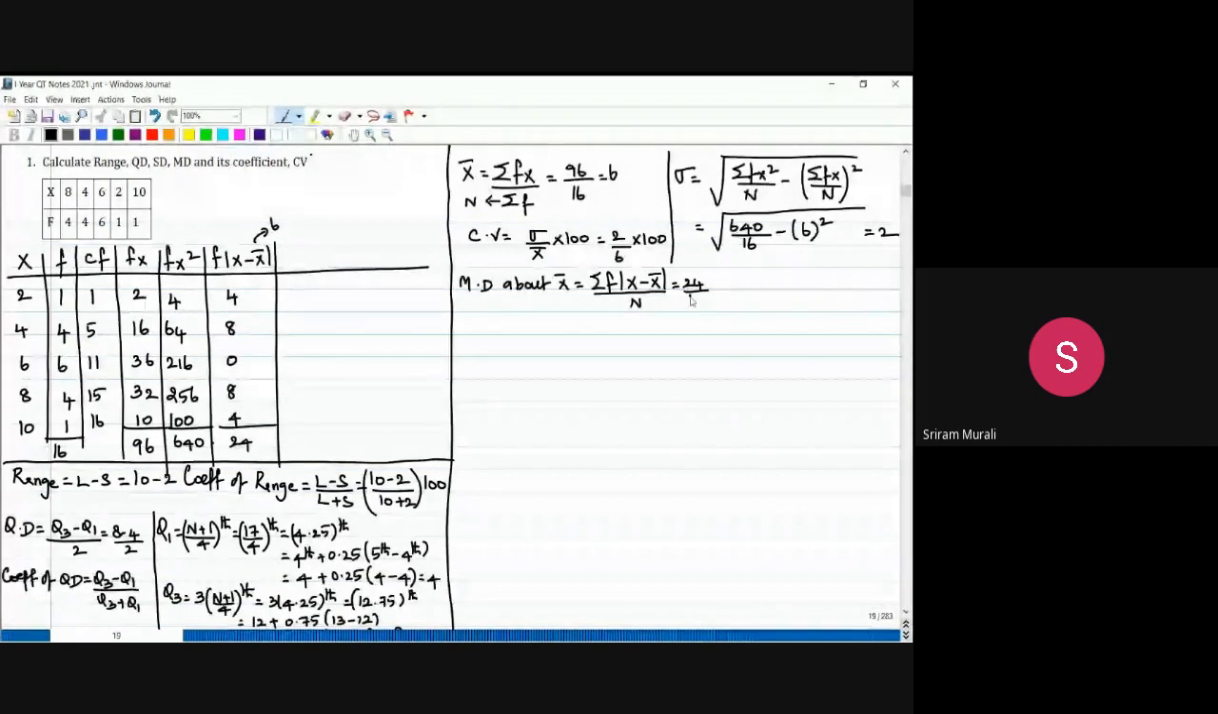Divided by 16. Coefficient of MD about mean. So what is the answer? MD about mean by mean means 24 by 16 divided by mean, which is 6. If you want, you can multiply with 100, otherwise ignore.